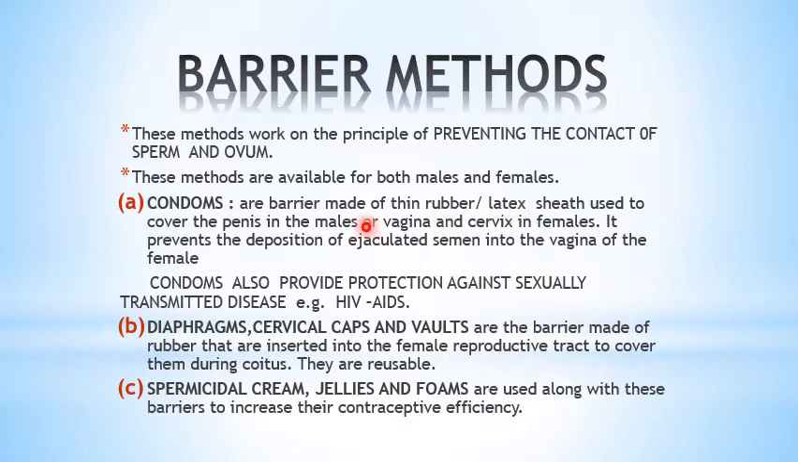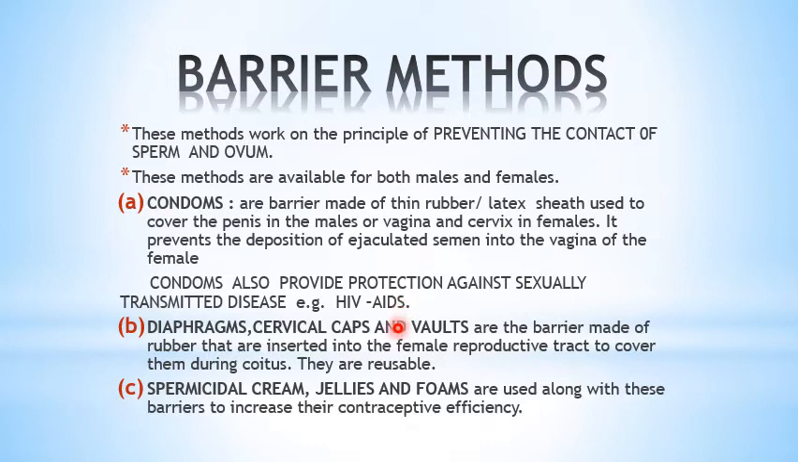The very common and very well-known method, that is the condom, is a barrier made up of a thin rubber latex sheet used to cover the penis in males or the vagina or the cervix in females. It prevents the deposition of ejaculated semen into the vagina of the female. Condoms also provide protection against sexually transmitted diseases, for example, HIV and AIDS. So the question may come, you have to name that particular method by which sexually transmitted diseases can be prevented too.